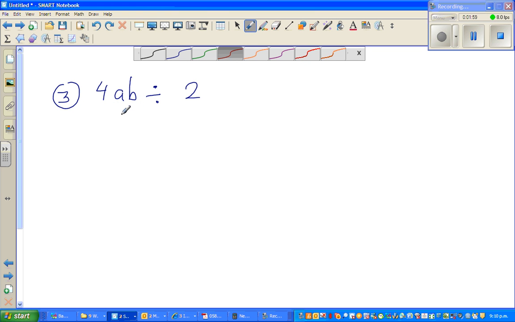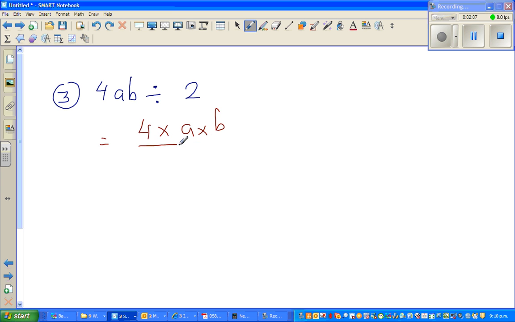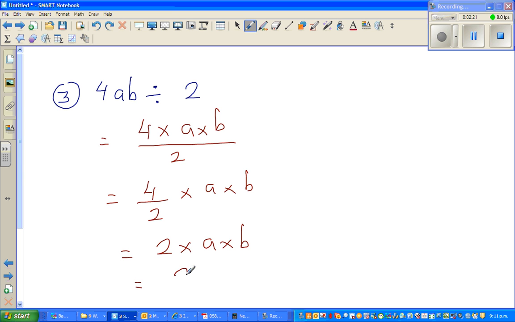Okay, let me change color for the sake of changing color. So this is 4ab divided by 2. I'll write this like this: 4 times a times b divided by 2. That is the same as 4 divided by 2 times a times b. 4 divided by 2 is 2, times a times b. If you go step by step, it all makes sense. So the answer is 2ab.